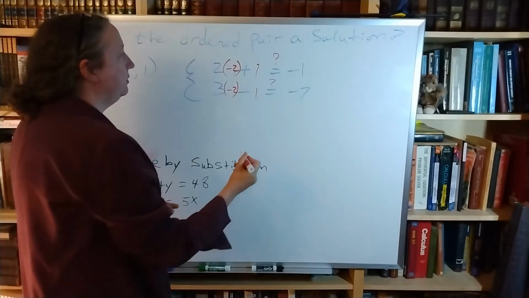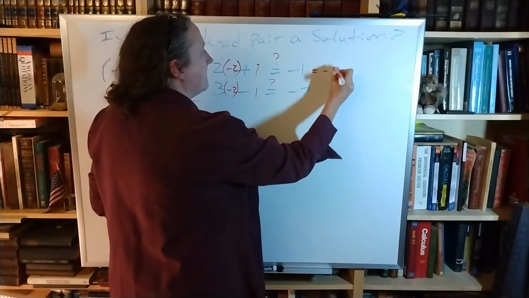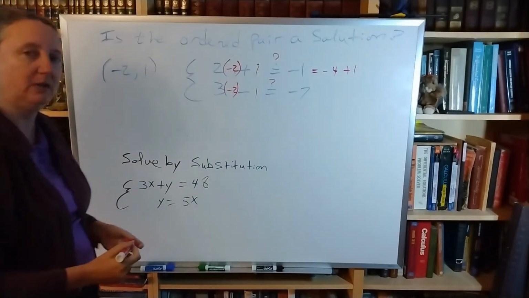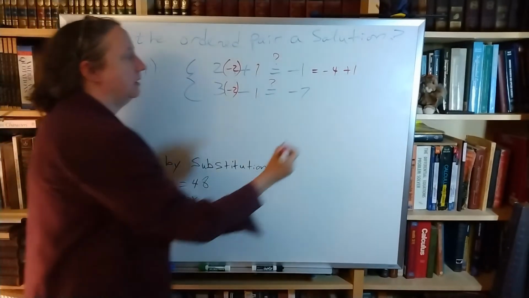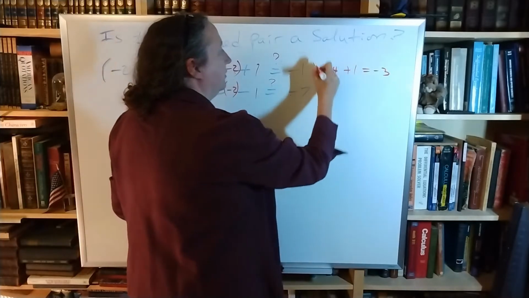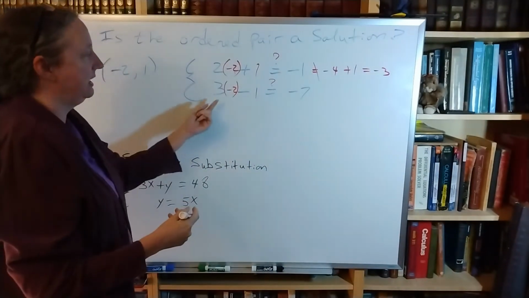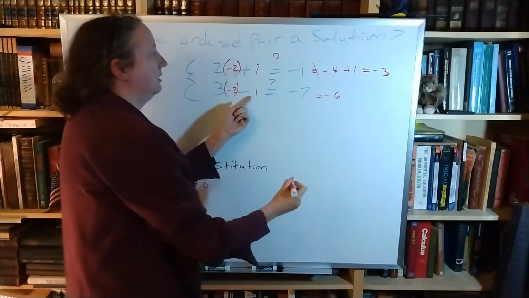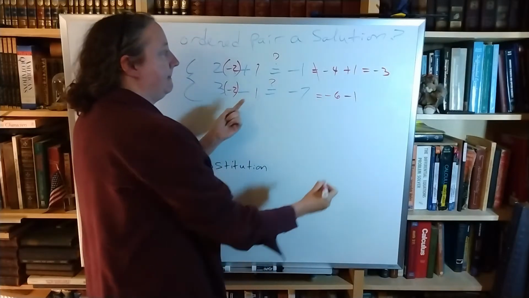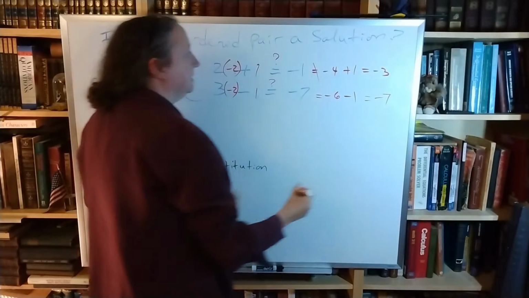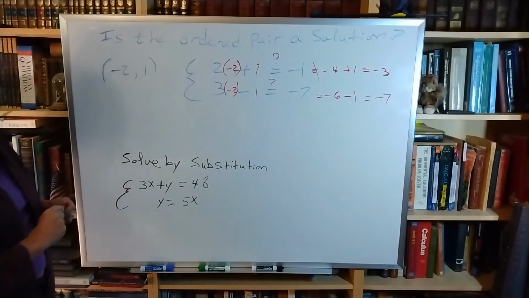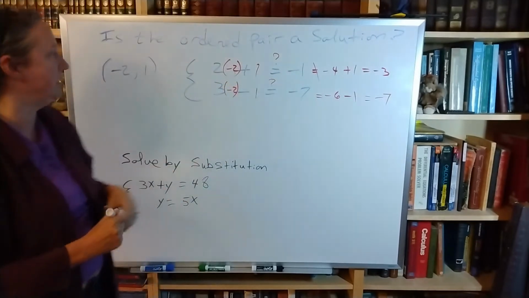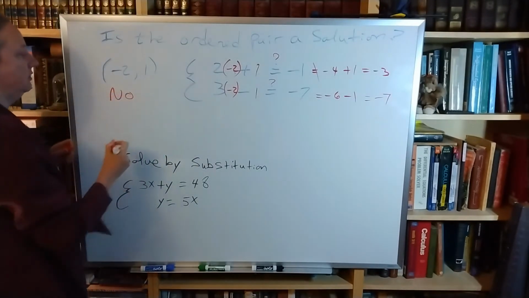So 2 times negative 2 is negative 4, plus 1, is that equal to negative 1? Nope, it equals negative 3, so that is not an answer. Double checking that, 3 times negative 2, that is negative 6. Carry over my minus 1 there, and that one does equal negative 7. But because this one does not equal the negative 1, I know that no, this is not a solution.